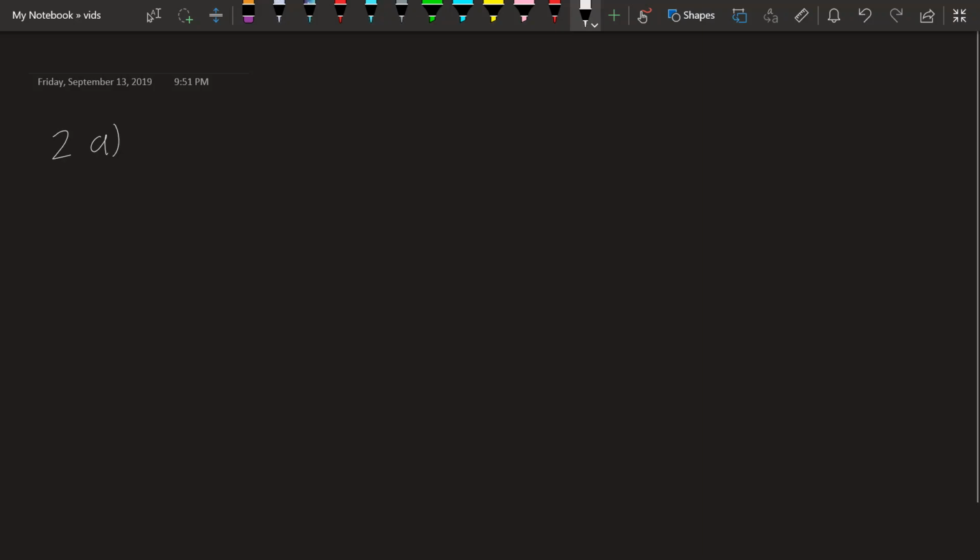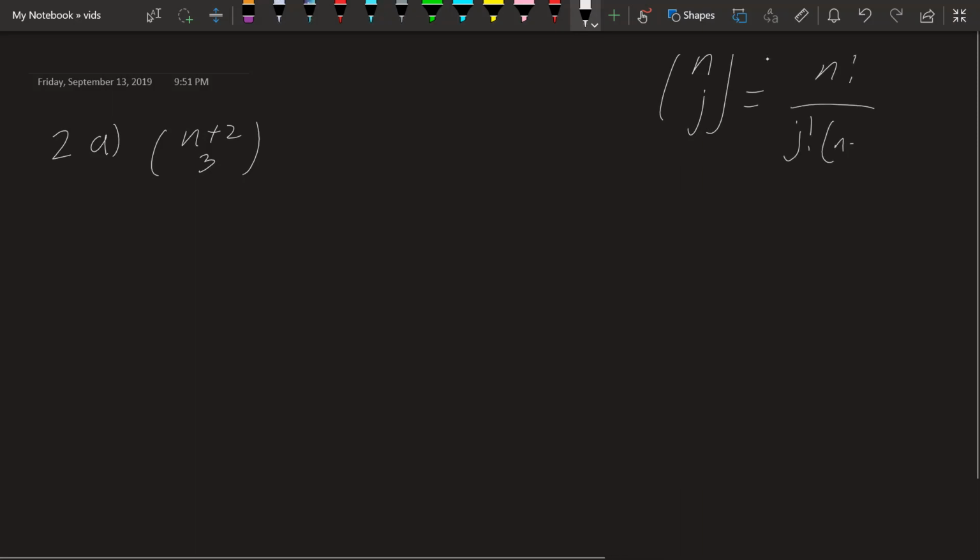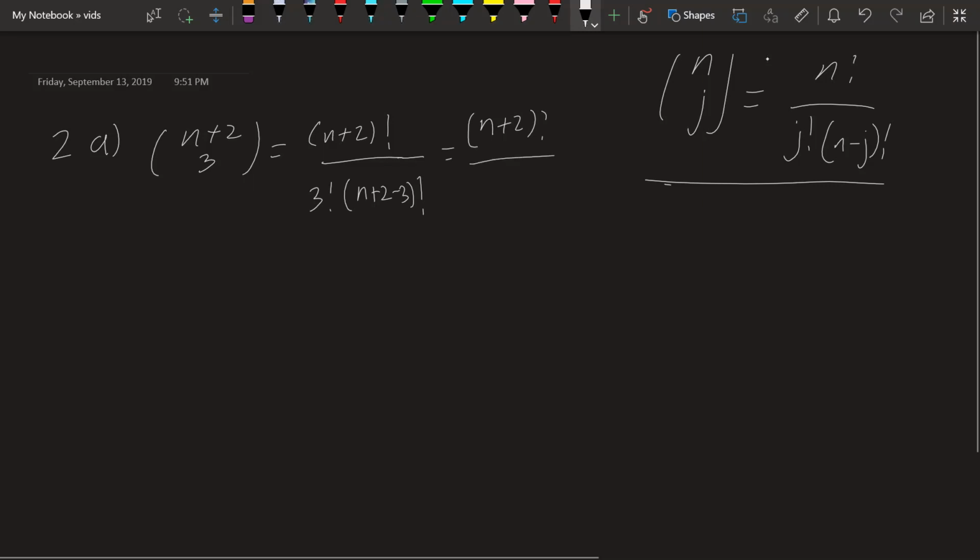So let's start. Page 22a. They want the combination of n plus 2 from 3. In general, the combination nj is n factorial over j factorial multiplied by n minus j factorial. This has been explained in a different video, so all we're going to do is substitute into the formula. This video is going to be quite dry, because I'm not going to explain anything. It's just a solving video. I already explained this in a different video: combinations, binomial theorem, and so on.